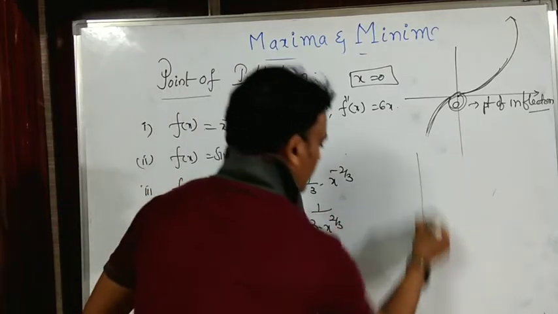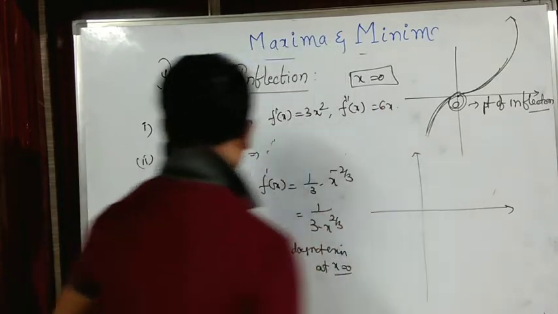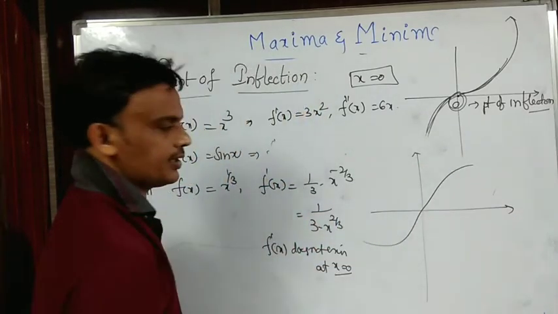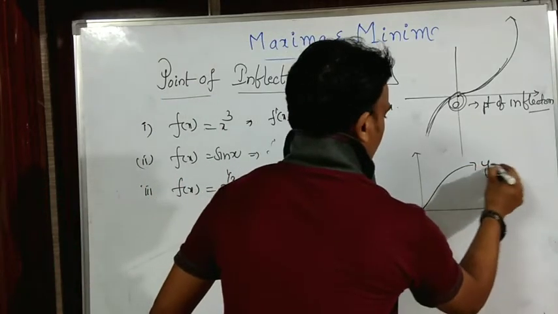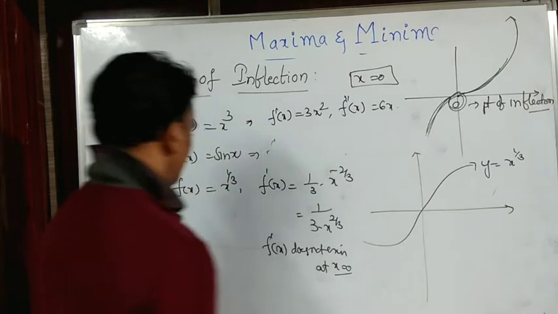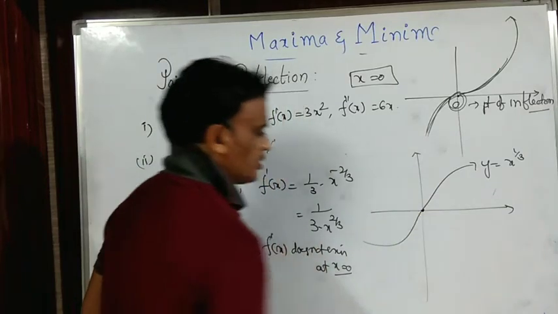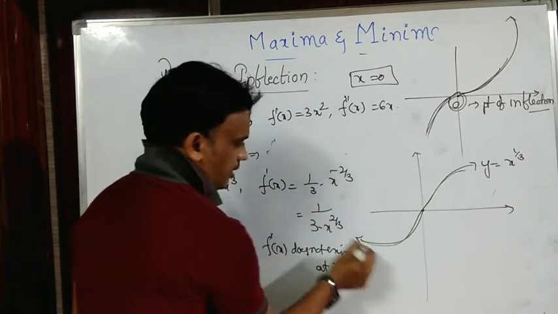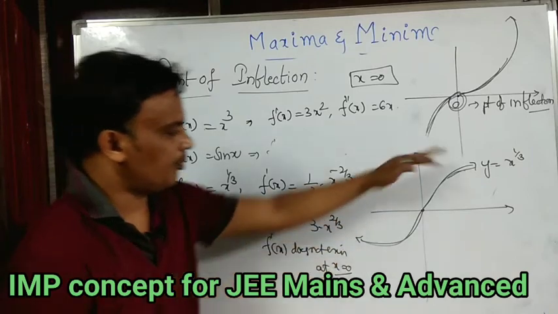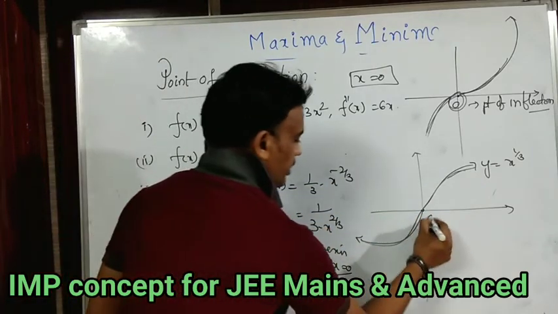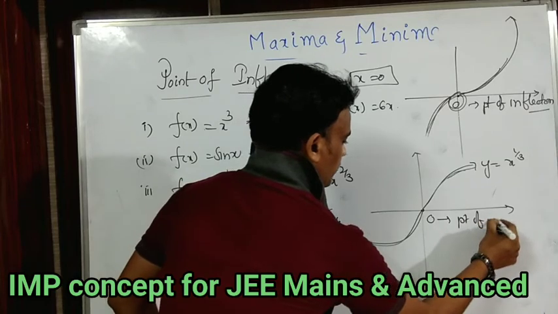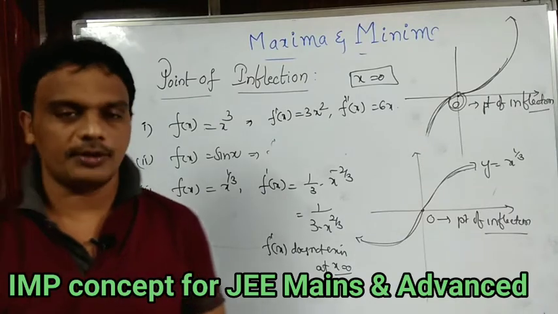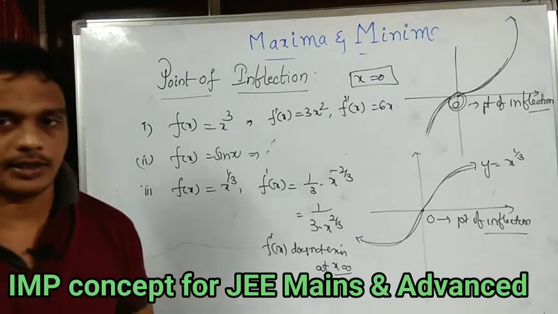By observing the graph for f of x is equal to x power 1 by 3, I think you will get the graph like this. This is the graph of y is equal to x power 1 by 3. But at that particular point 0, its concavity changes, upwards and downwards. Am I right or not? Then the point 0 is called the point of inflection. So that is the concept of point of inflection. Students, make a note.